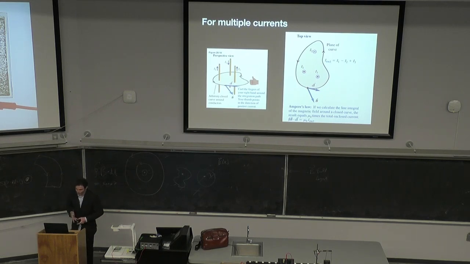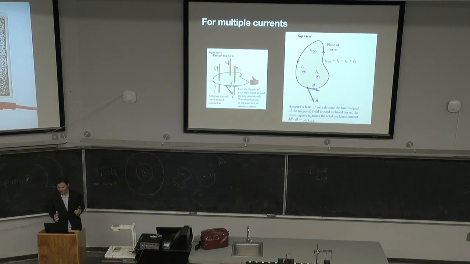So for multiple currents, we have this perspective view, an arbitrary closed curve around conductors. You curl your fingers of your hand around the integration path. Your thumb points in the direction of the positive current. And then you can figure out basically your contribution for that, doing it that way.